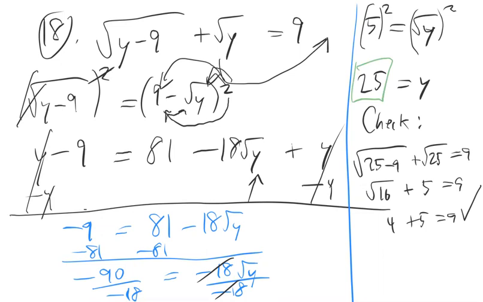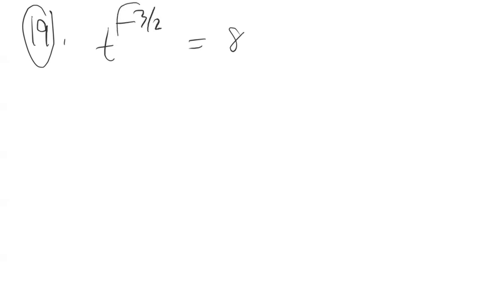Now let's do problem 19. Problem 19 says t to the negative 3 halves equals 8. When you solve a letter that has a reciprocal power on it, what you do is you flip this power over and put it on the opposite side. So t equals 8 to the negative 2/3 power. Instead of negative 3 halves, you flip it over and it's negative 2/3.